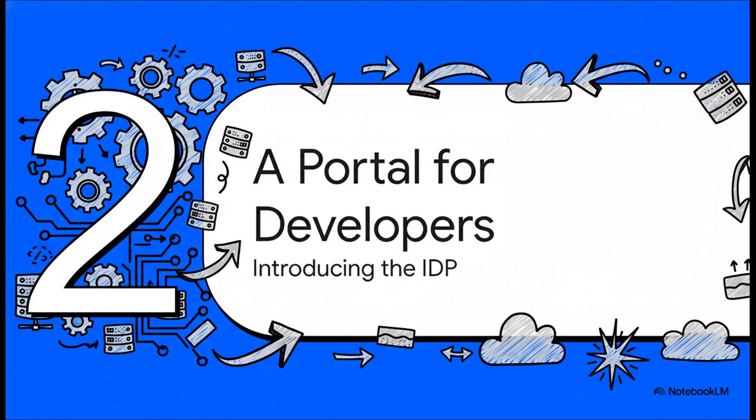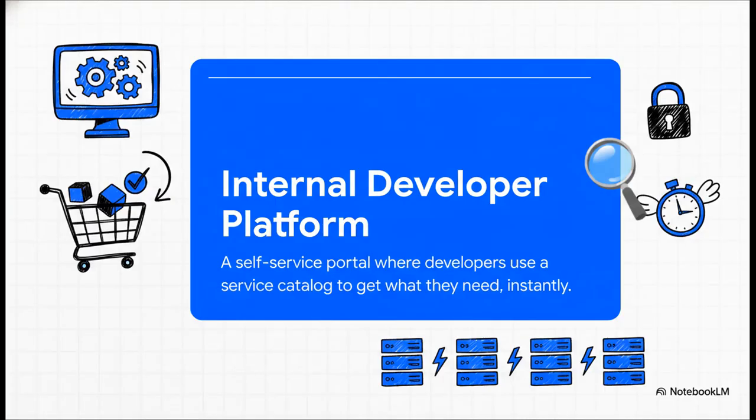So, what is this game-changing approach? Well, it has a name. The Internal Developer Platform, or as you'll hear it called, the IDP. Just think of it like an online store, but for developers. Instead of the old routine, opening a ticket, explaining what you need, and then just waiting, they go to a self-service portal, they browse a catalog of services, click on what they need, and poof, the platform just handles everything else in the background, giving them a secure, ready-to-go environment in literally minutes.